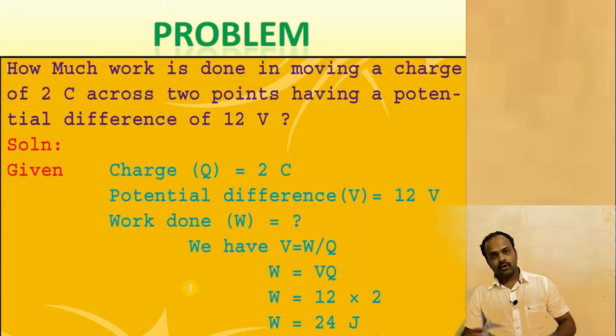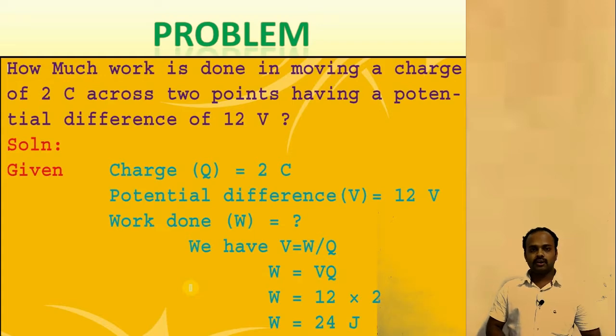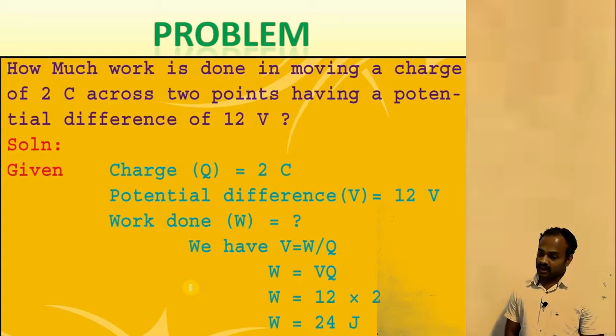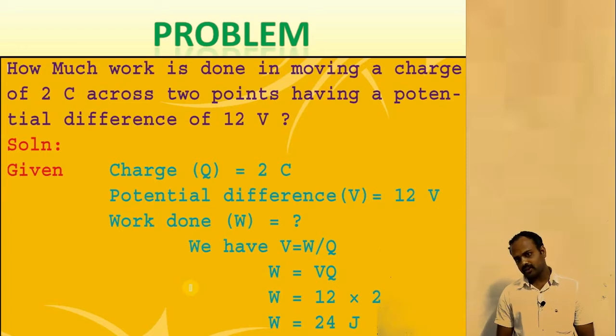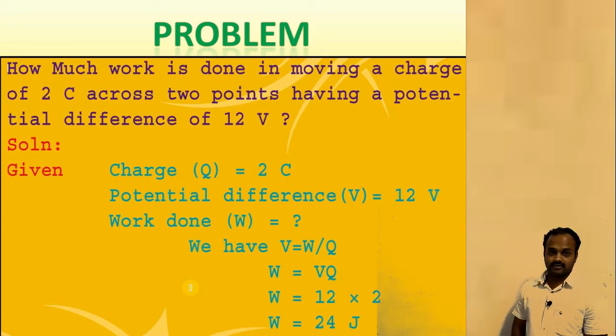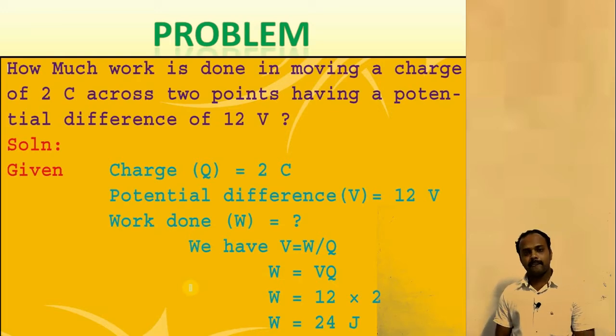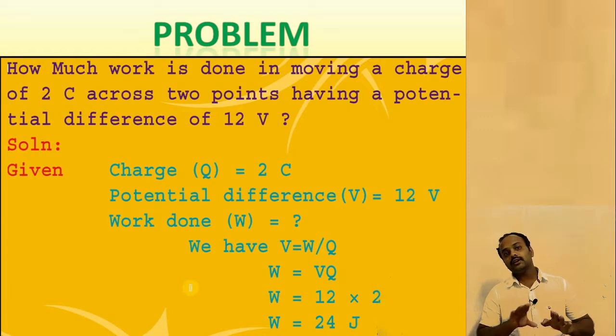Let's see one problem on this. V equal to W by Q. How much work is done in moving a charge of 2 coulomb across 2 points having a potential difference of 12 volt? Here, given what? How much work is done? The potential difference is given as 12 volt.